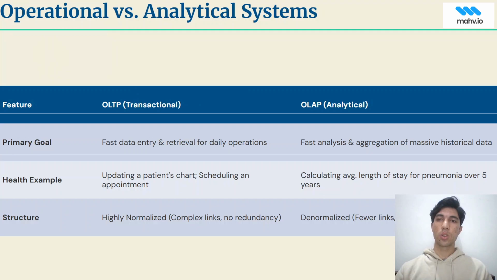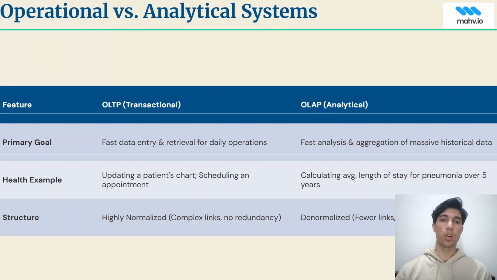Okay, now look at two systems. One is operational and one is analytical. Before we dive into data warehouses, there are two systems. First, the operational systems, OLTP systems, are basically transactional systems. They prioritize transactions like fast data entry and retrieval for daily operations. Their primary goal is that.